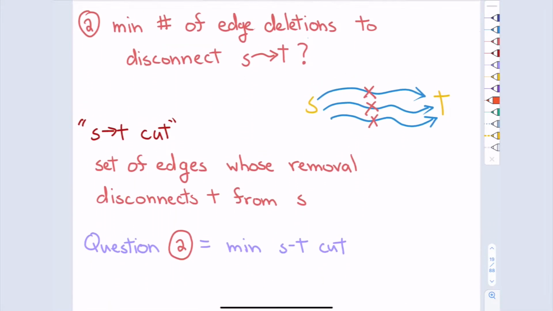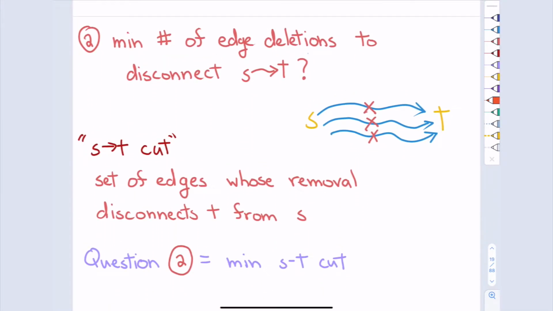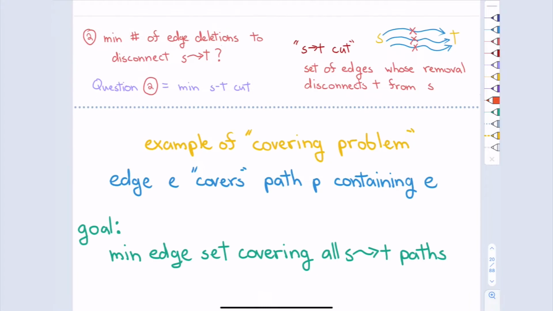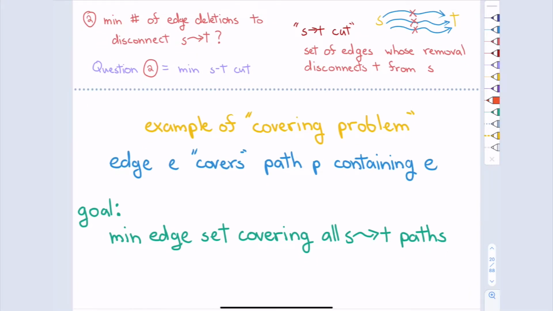And on the flip side, for this ST cut problem, where I'm trying to delete edges so I can't go from S to T, I want to think of that as a covering problem. There's exponentially many paths from S to T, paths from left to right, but I want to take a set of edges, so I'm taking at least one edge from every path from S to T. That's the same as saying, if I remove these edges, there's no path left.